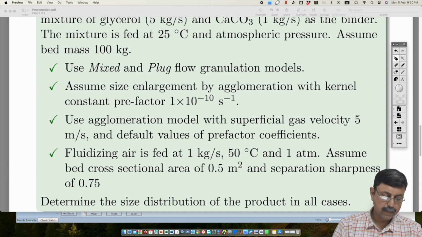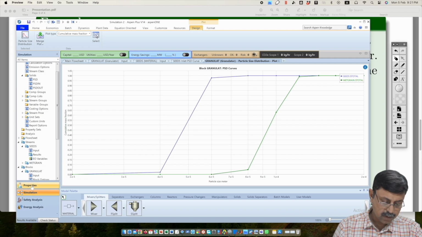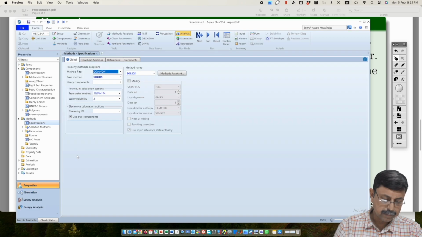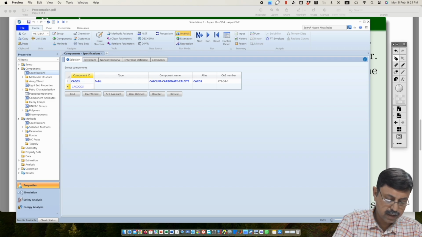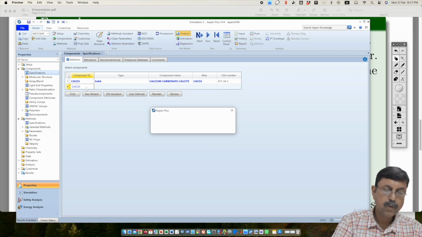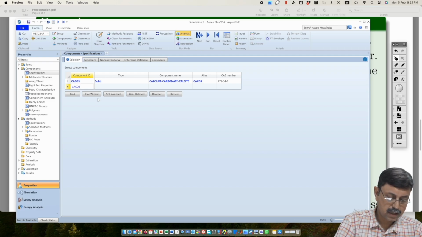So let us solve this problem again. For that, we need to add a few items in the properties, because it is not only the solid calcium carbonate. We have the binder material. So go to specification. You need calcium carbonate, which is conventional. Okay. So we write calcium carbonate. First of all, let us rename it as calcium carbonate solid. Okay, calcium carbonate solid.